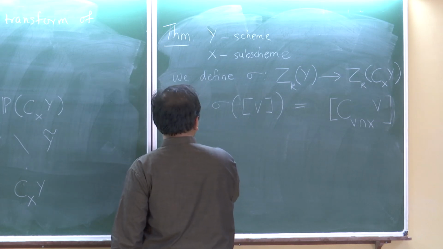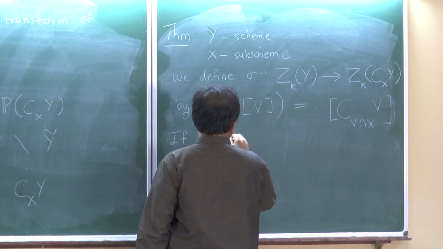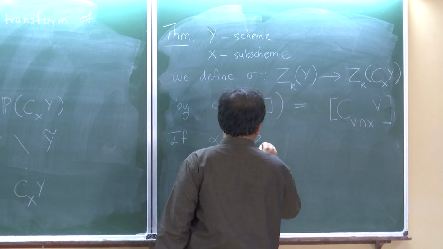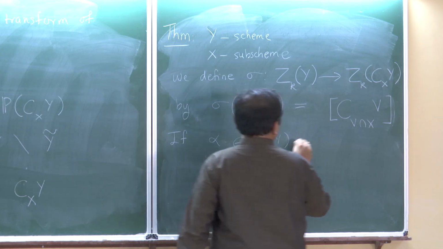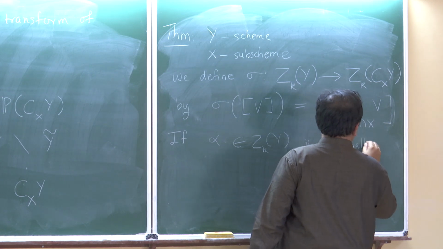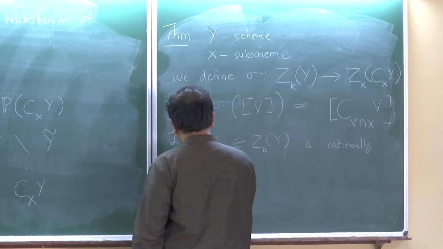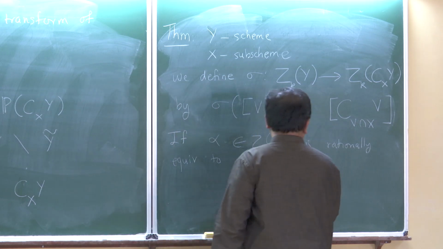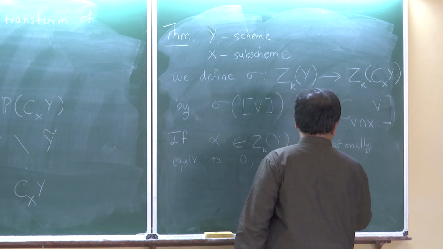And then the point, the theorem, is that if alpha in Z_k(Y) is rationally equivalent to 0, then sigma of alpha is rationally equivalent to 0.